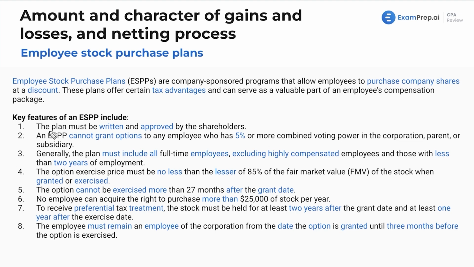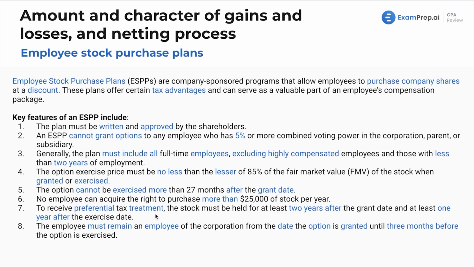Now, the key features here must be written and approved by the shareholders. Again, this is a qualified incentive-based one. An ESPP cannot grant options to any employee who has 5% or more combined voting power. Generally, the plan must include all full-time employees, excluding highly compensated employees and those with less than 2 years of employment. The option exercise price must be no less than the lesser of 80% of the fair market value of the stock when granted or exercised. Again, these are all just controls to make sure no one's taking advantage of the system. The option cannot be exercised more than 27 months after the grant date.